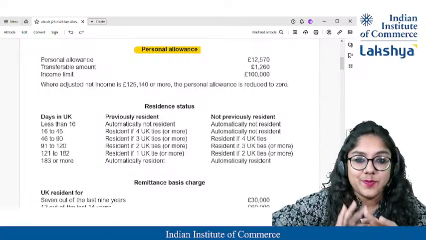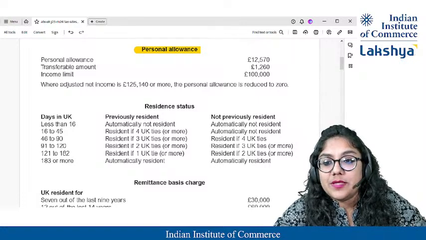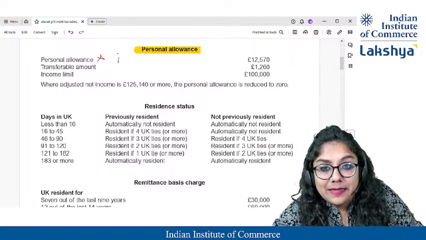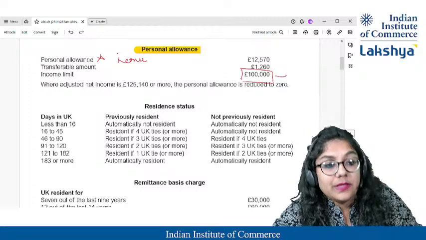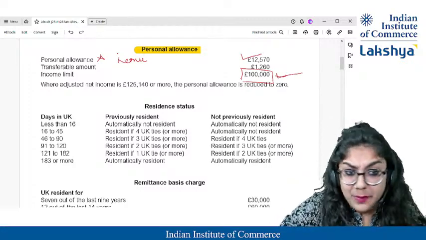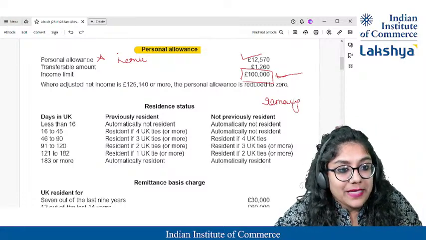Okay, so that is personal allowances, which says that normally an individual will get a personal allowance of how much? If an individual has an income up to a limit of 1 lakh pounds, he'll be getting an allowance of 12,570. On that much you don't pay tax, and on the remaining income only you pay taxes.